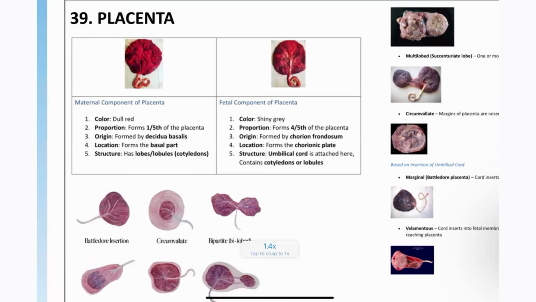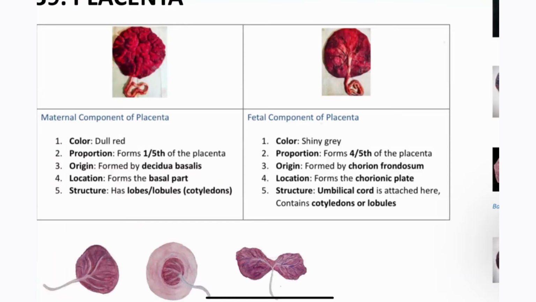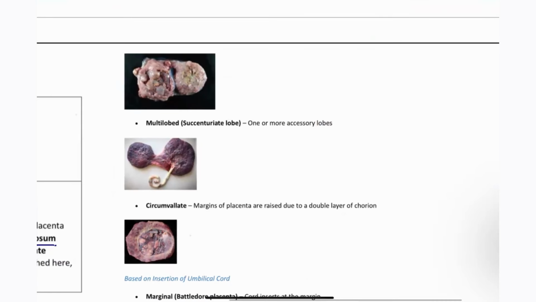Next, moving on to the placental types. There are two sides of the placenta. One is the maternal side of the placenta; here you can see the origin, the decidua basalis. On the fetal side, it is the chorion frondosum, which appears shiny, covering four-fifths of the placenta, along with this tube that we are seeing here, the umbilical cord. You are going to see it on the fetal side only. The reddish color and decidua basalis are seen on the maternal side.